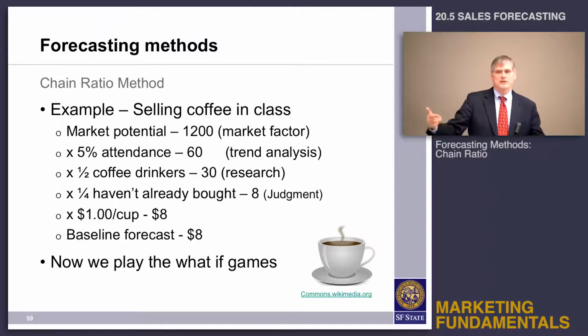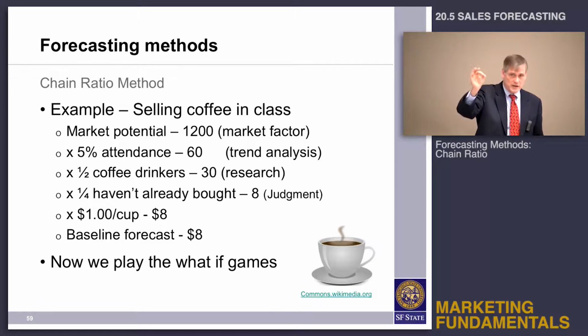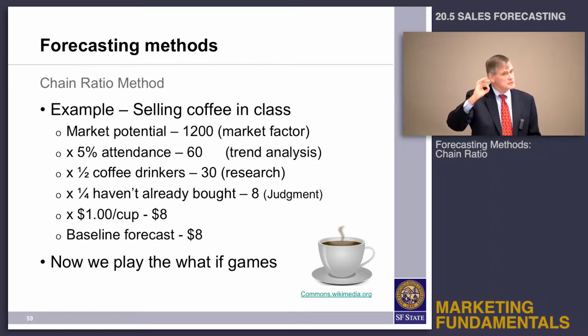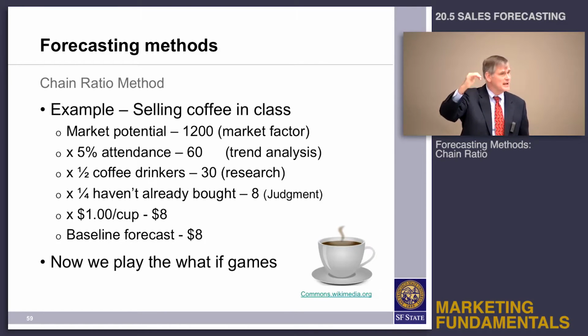If attendance is right, then maybe I got it wrong on the proportion of coffee drinkers. So let's check that assumption and adjust accordingly. If that works out, then maybe more people have bought or fewer people have bought than I thought, and I can look at that and fix it. So the point is I've got my forecast, and then each of those steps along the way gives me something I can check to fix if the forecast is working above or below plan. So the idea is it gives you a forecast, and then it gives you contingencies at each key step of the process.